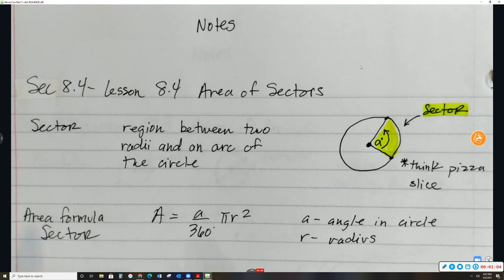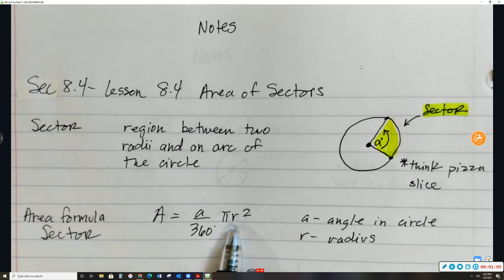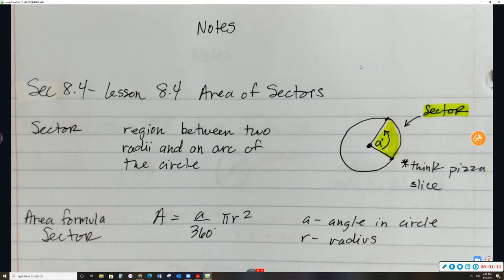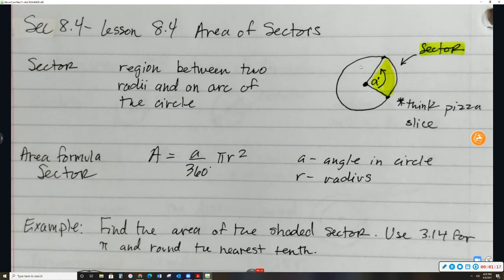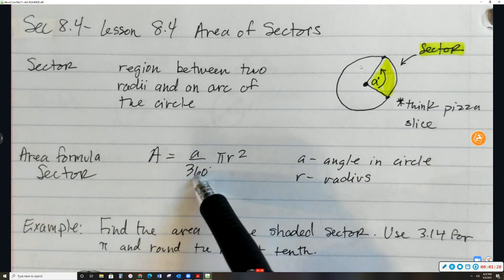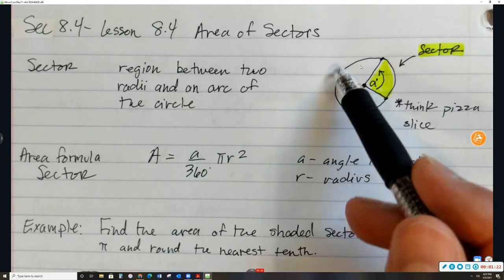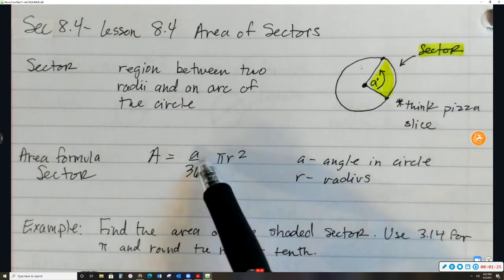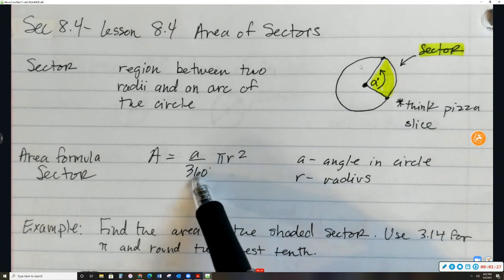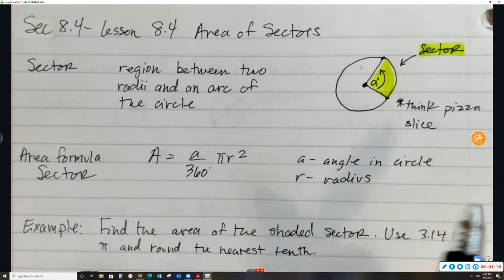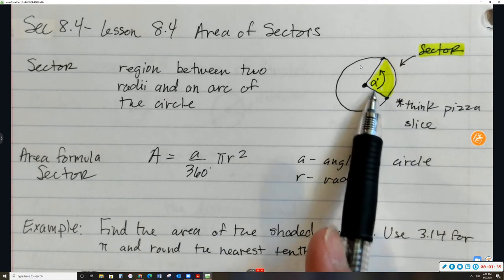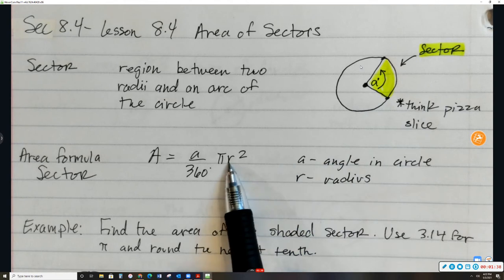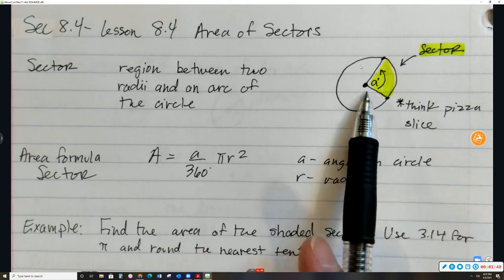In the formula, because it's still area of a circle, we still have the pi r squared, but we're only using a fraction of the circle. An entire circle has 360 degrees. If you go all the way around, you get 360, but we only want a portion of that, so we have to multiply it by the fraction. A refers to the angle. There's always going to be an angle measure in here. And then r, obviously, that's referring back to the radius.